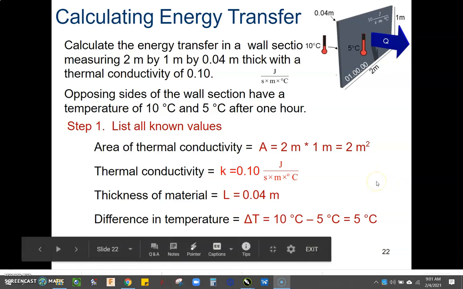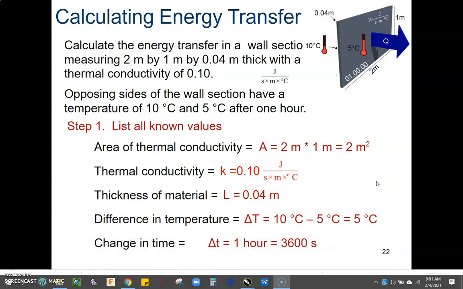The last thing here is change in time. And if I can get this slide thing to disappear. Here we go. 1 hour. Now we have to do this in seconds, so we have to convert 1 hour into seconds, so it's 3,600 seconds. All right, so here we are. Oh, my keyboard isn't working.